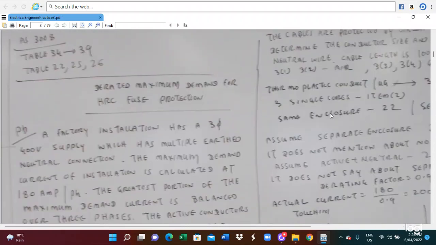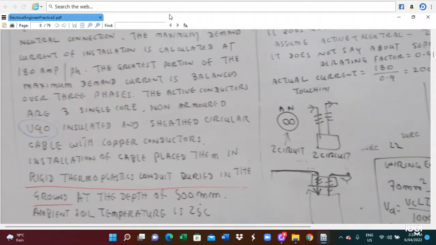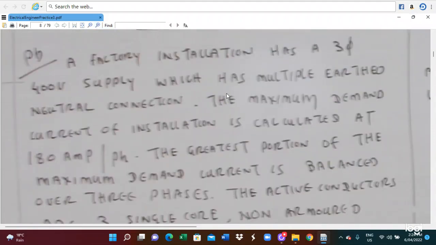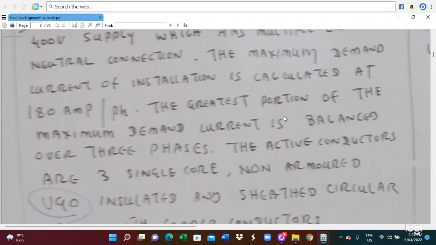Okay, this problem. If an installation has a 3-phase 400 volt supply, with multiple earth and neutral connection, the maximum demand current of the installation is calculated at 180 amps per phase. The greater portion of the maximum demand current is balanced over the 3 phases.